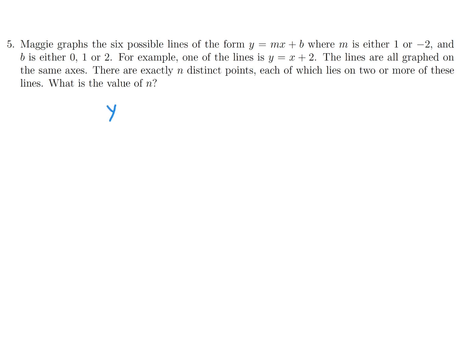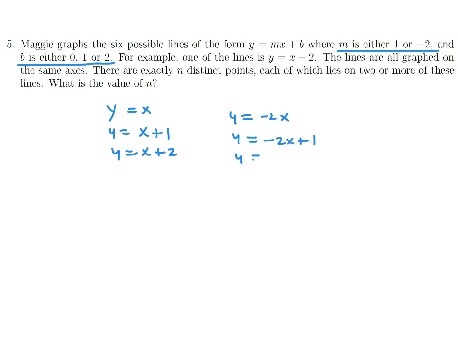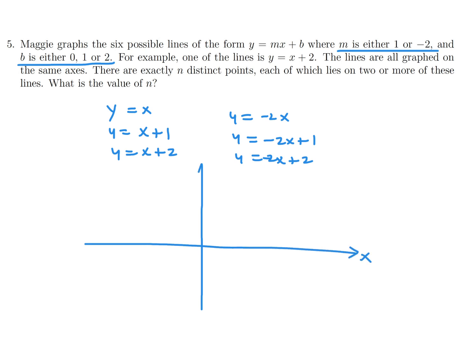Okay, so using m is either 1 or negative 2, and b is either 0, 1, 2, we can come up with the following lines. y is equal to x, y is equal to x plus 1, y is equal to x plus 2. And then using the other slope, it would be minus 2x, minus 2x plus 1, and minus 2x plus 2. Okay, so then I'll just really briefly draw a little sketch. Doesn't have to be super accurate, but let's see here.